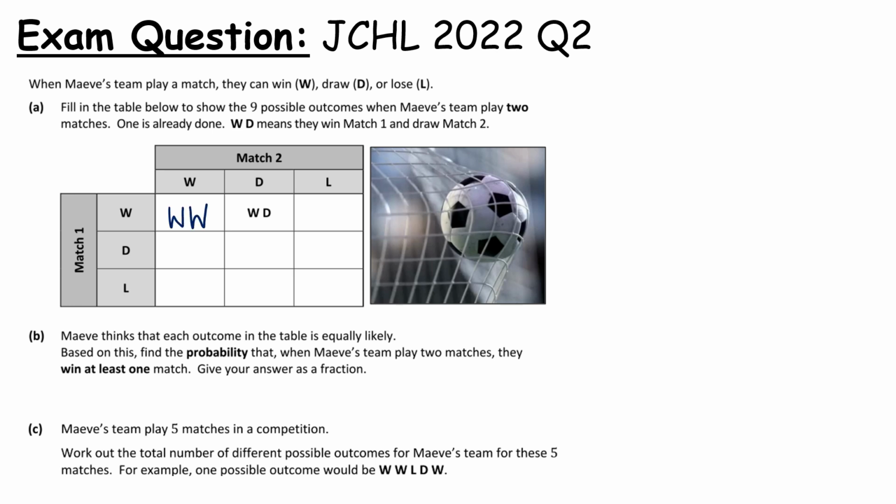So here we have win-win. Here we have drawing on match 1, winning on match 2. And we can continue this. So we get draw and draw, here we get lose and draw. Here we get win and lose, here we get draw and lose and lose and lose.